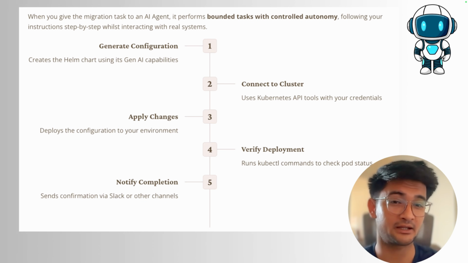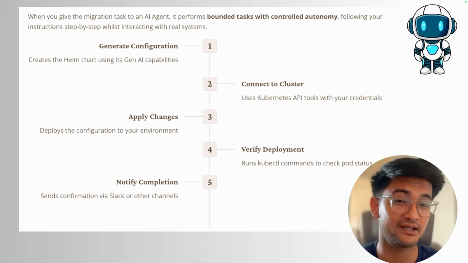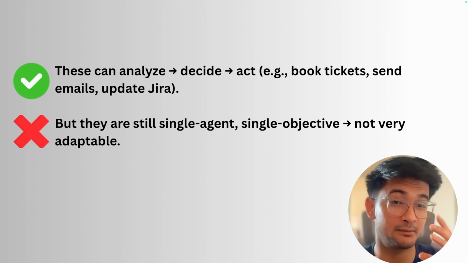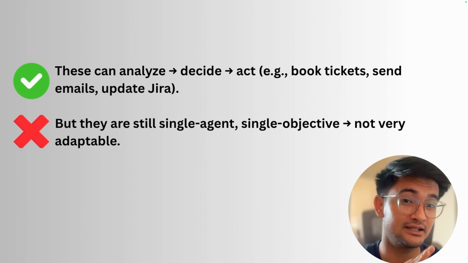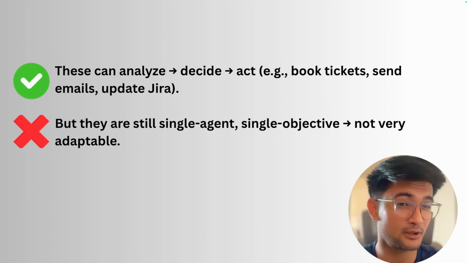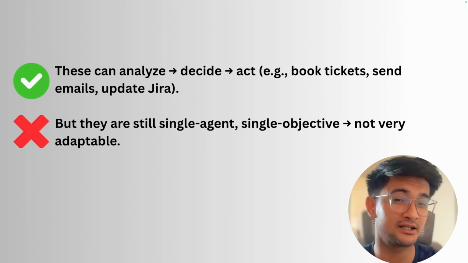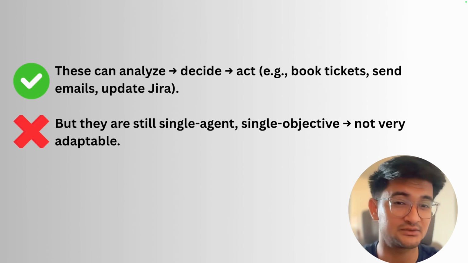will generate all the code and the manifest files required for migration through Gen AI capabilities and then also connect to your cluster using the Kubernetes API and your credentials. Next, it will run the commands to apply all the changes, verify if everything is working properly, and also notify you using the Slack API. This means AI agents are able to understand the prompt given by the user, decide what steps to take, and actually take actions on your behalf. But the problem with AI agents is they are mostly used for a single task. Once the task is done, AI agents will stop. And that's why using AI agents for long or complex tasks is not the right choice.